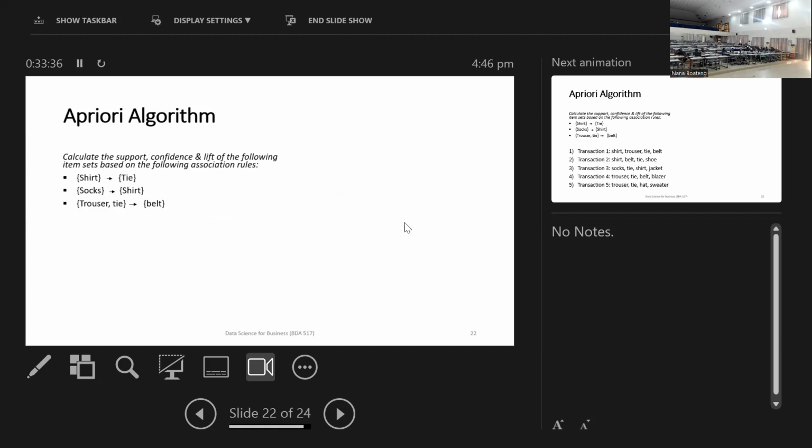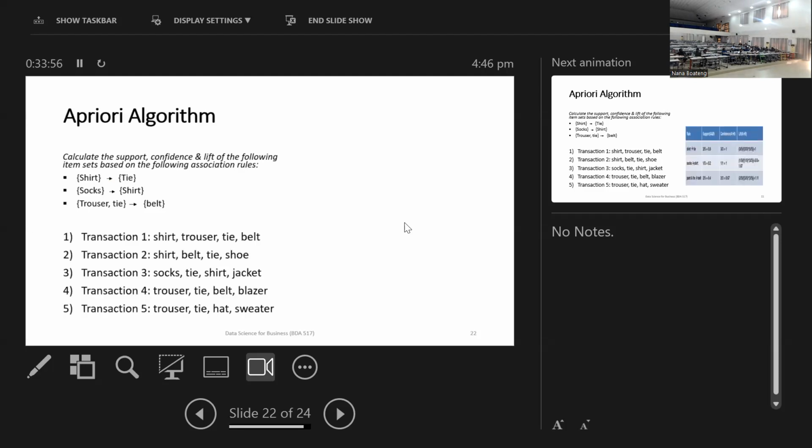So let's do this item. Shirt tie, sock tie, trouser tie. So shirt means your tie. When somebody buys a shirt, they buy tie. When somebody buys socks, they buy shirt. When they buy trousers and tie, they buy belts.